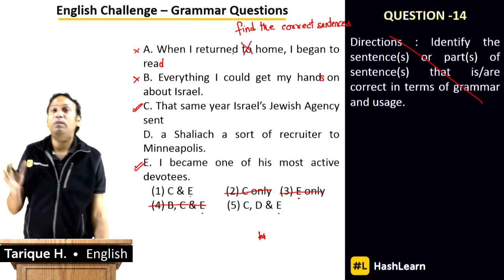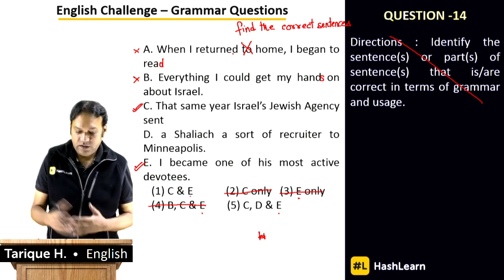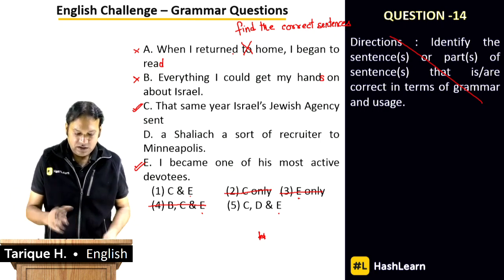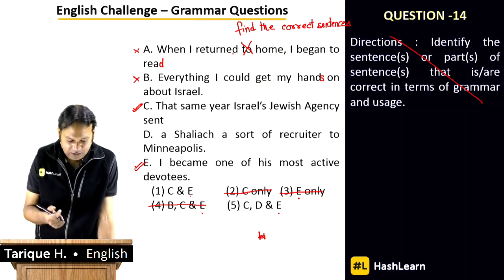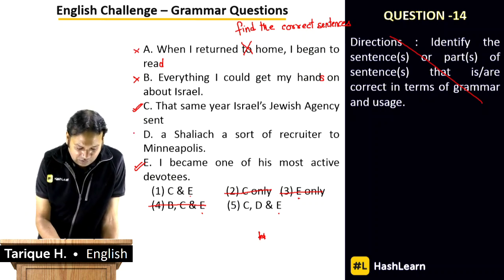I returned home is the correct way. So again, returned is a transitive verb here. So when I returned home, I began to read. So A and B are definitely wrong. C and E are definitely right. Now the only thing left is whether D is right or not. So D is wrong, and the correct answer is 1, which is C and E.